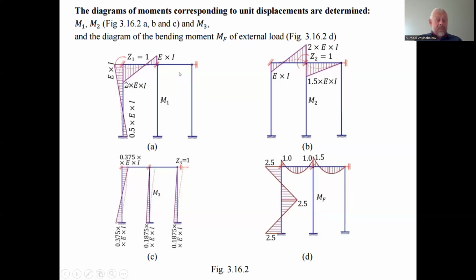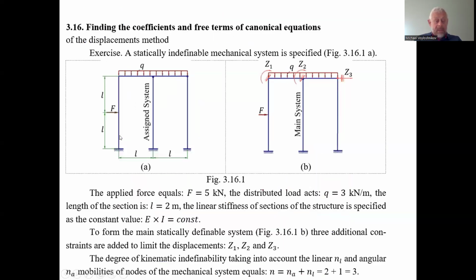Why more? Because the length here is 2L in the assigned system, 2L, and here we have spent 1L.